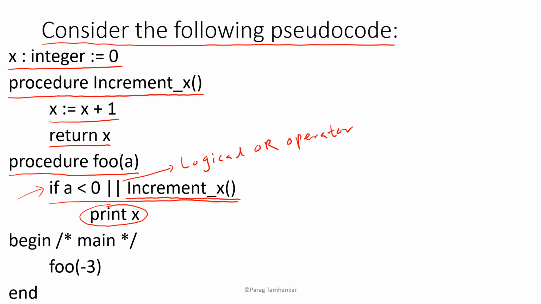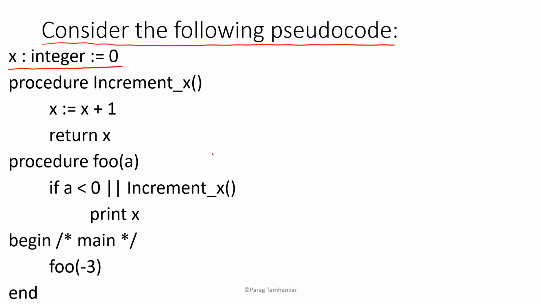Okay, this is the code for main, which simply calls foo with actual argument -3. Okay, so let's see how the code will execute.